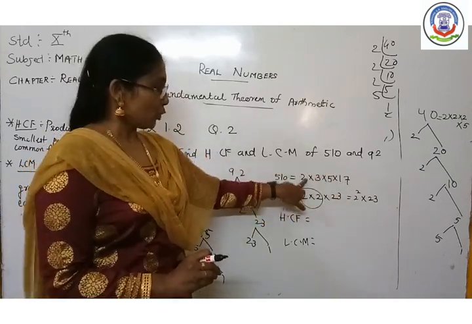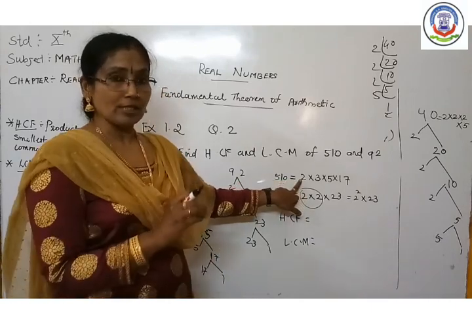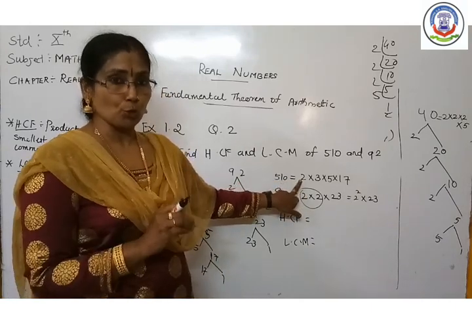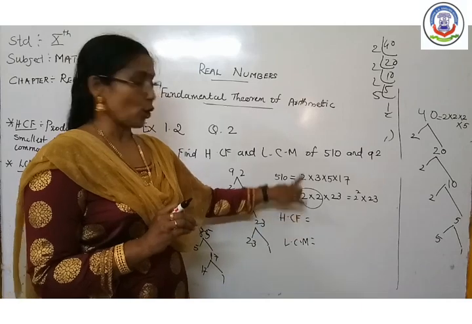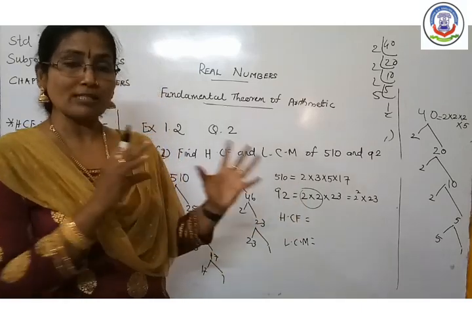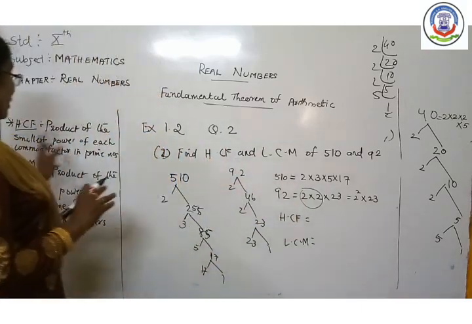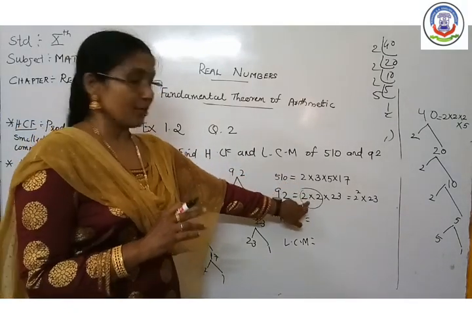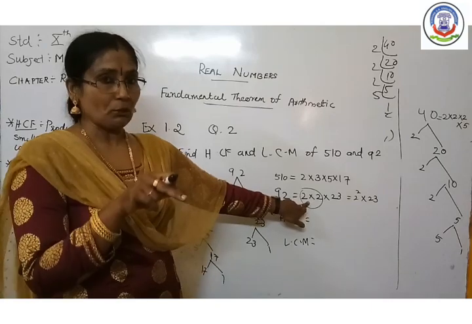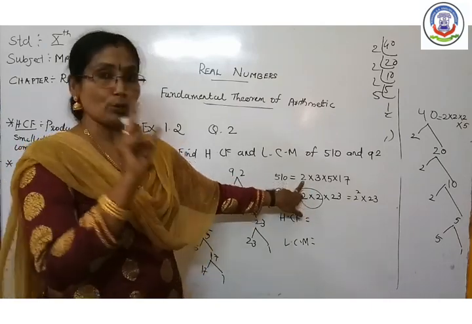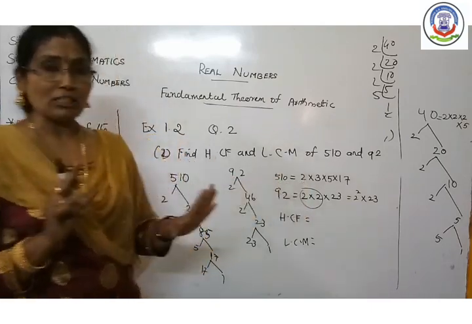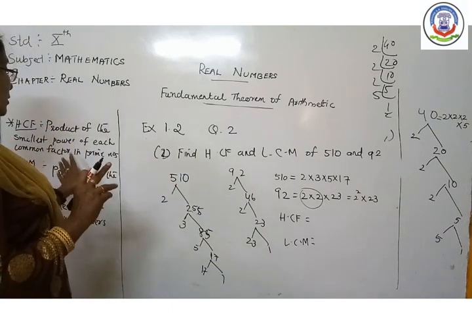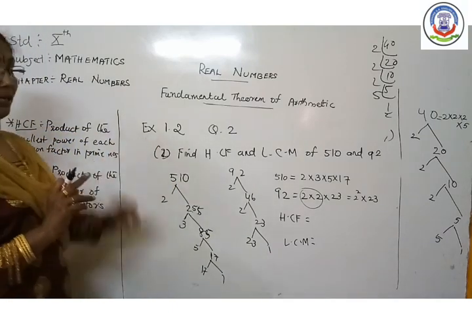That means here too both the numbers have the prime factor 2, but only 1, 2 is common in both. So which one do you take? The smallest power of each. Here 2 raised to 1 is there, here 2 raised to 2 is there. You will take only 2 raised to 1. The smallest power of each common prime factor, that will be the HCF.